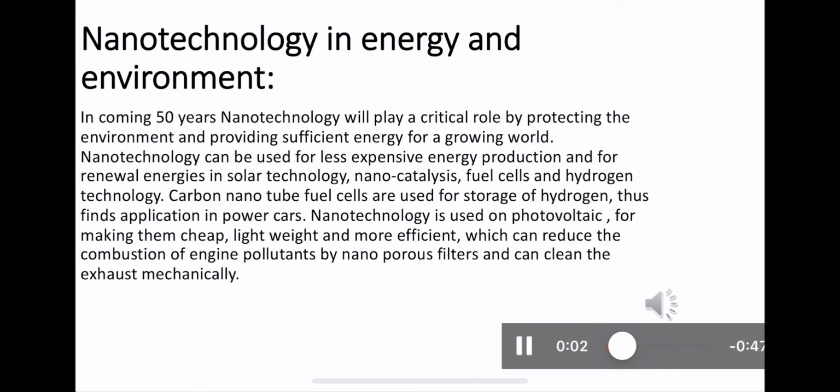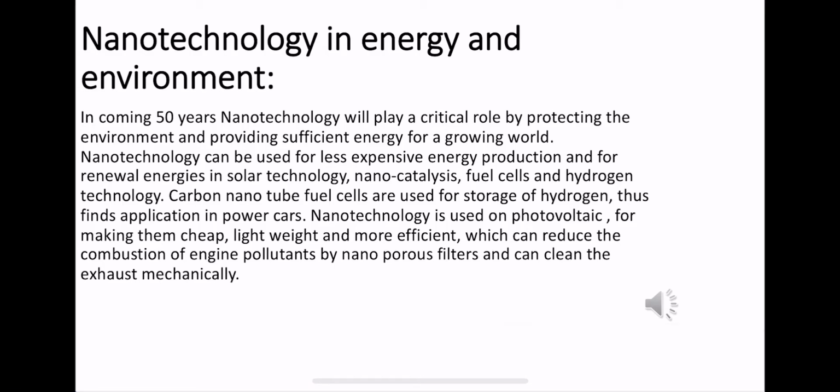Nanotechnology in energy and environment. In the coming 50 years, nanotechnology will play a critical role by protecting the environment and providing sufficient energy for a growing world. Nanotechnology can be used for less expensive energy production and for renewable energies in solar technology, nanocatalysis, fuel cells, and hydrogen technology. Carbon nanotube cells are used for storage of hydrogen, thus finding application in power cars.